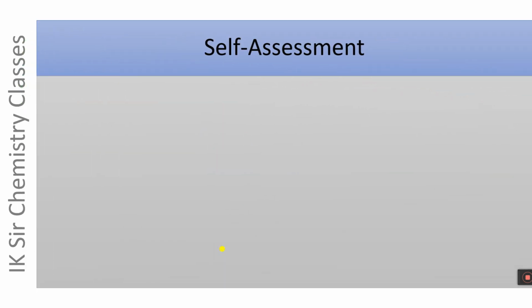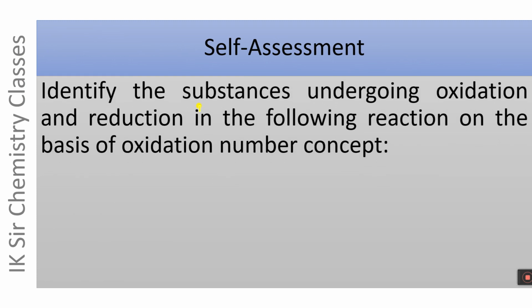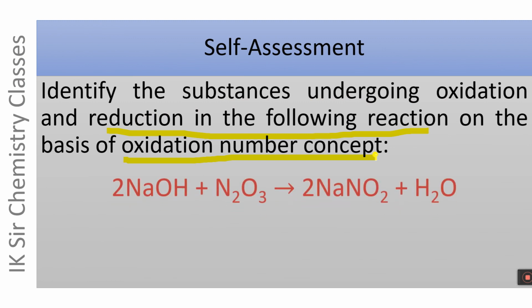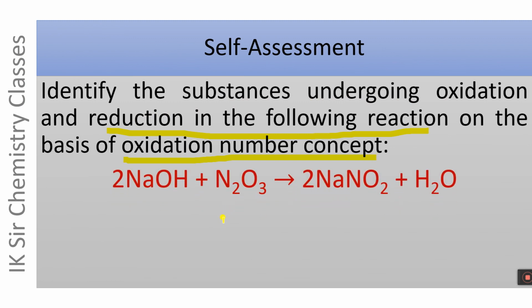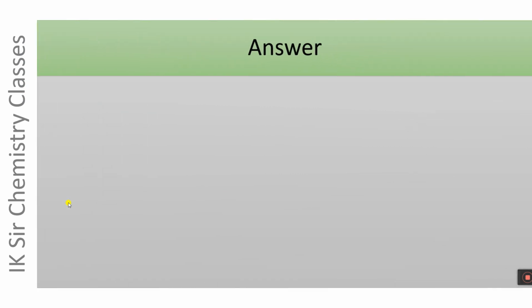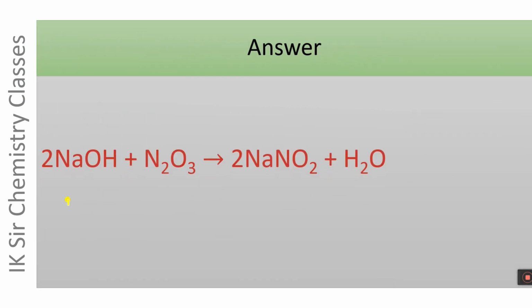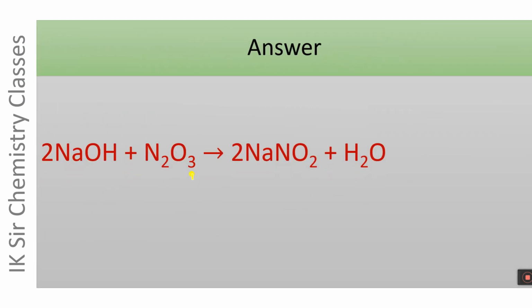Another problem for self-judgment. Identify the substances undergoing oxidation and reduction in the following reaction on the basis of oxidation number concept. Same type of problem. When NaOH reacts with N2O3, sodium nitrite and water are formed. Here is the answer. The given equation is NaOH plus N2O3 give NaNO2 plus H2O.